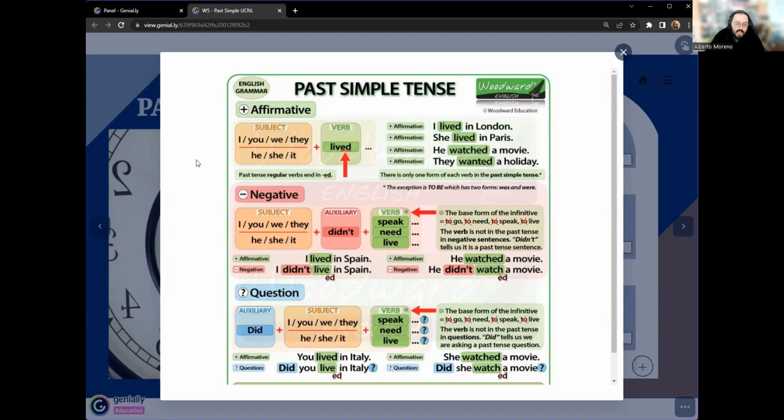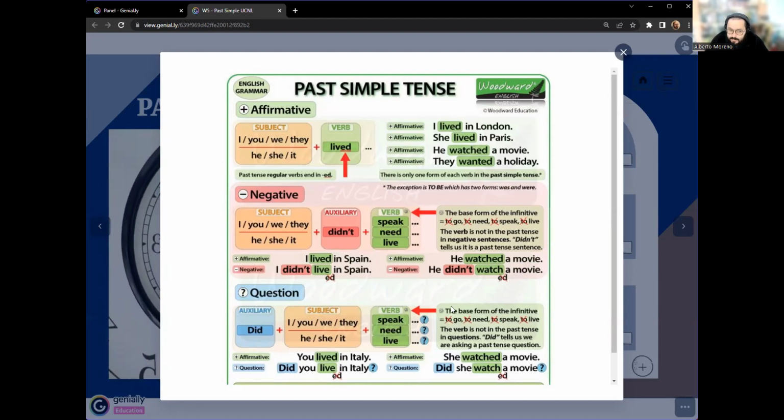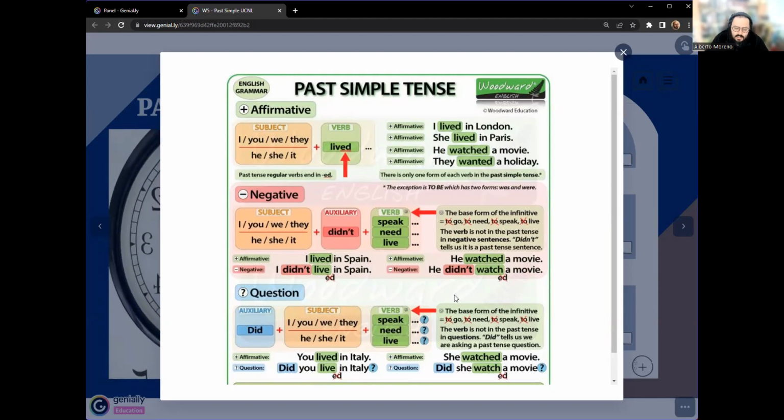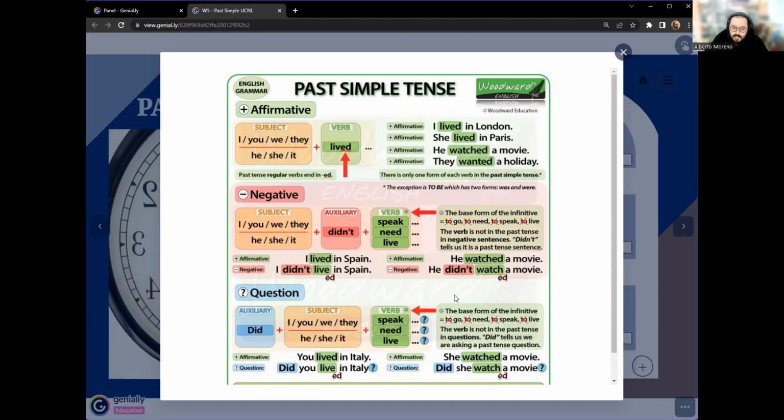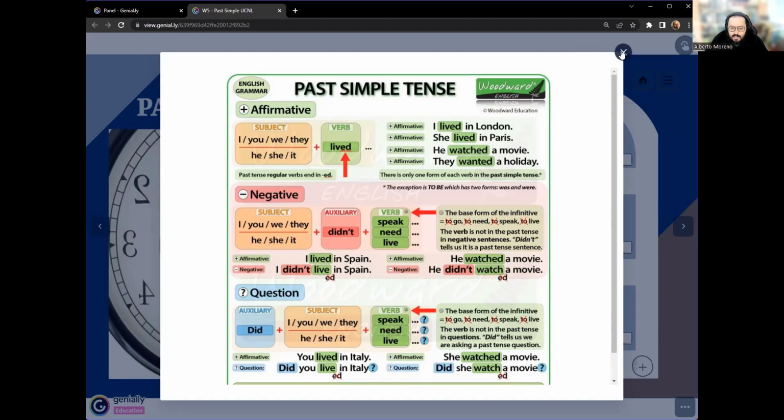Okay. And for the questions, it's almost the same. We use the auxiliary did plus the subject plus the verb. For example, did you live in Italy? Did you watch a movie? This kind of questions give us yes, no answers. If the answer is yes, we start with yes plus subject plus did. Yes, I did. If it's not, no plus subject plus didn't. No, I didn't. For example. Now let me explain this in Spanish.